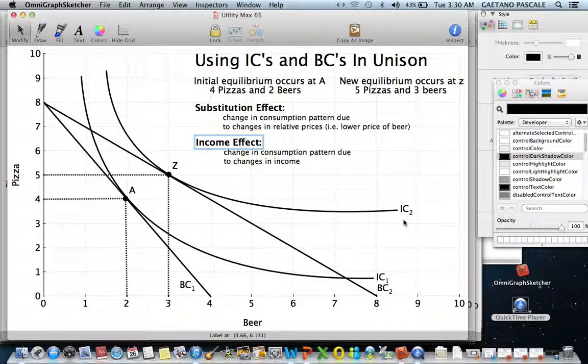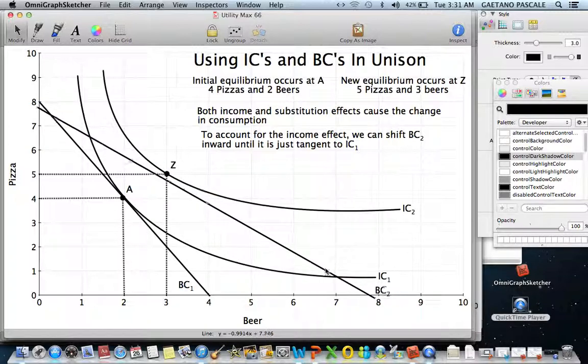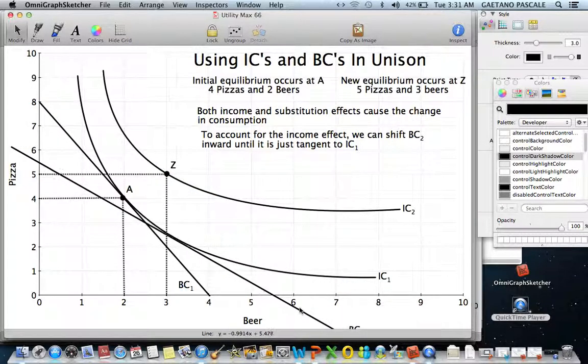So the question is, how are we going to disentangle this? How can we figure out what is the income effect and what is the substitution effect? The way that we can do this is to take our new budget constraint and parallel shift it inward until it's just barely tangent to the original indifference curve. In essence, causing the budget constraint to shift inward like this.